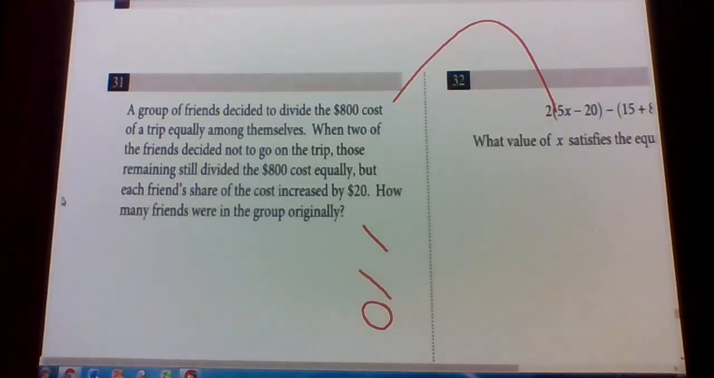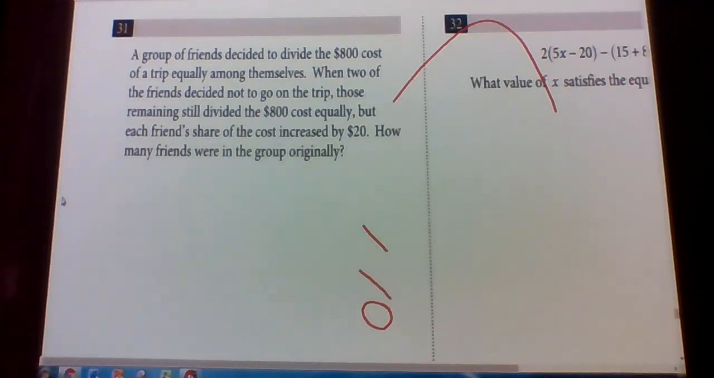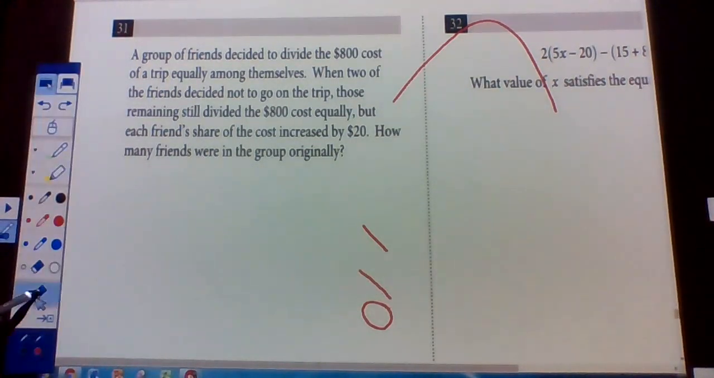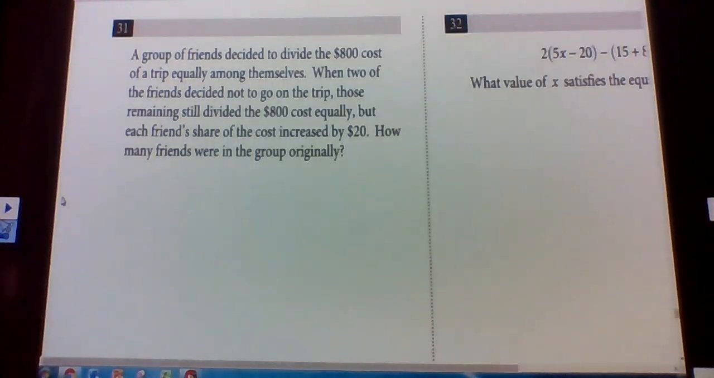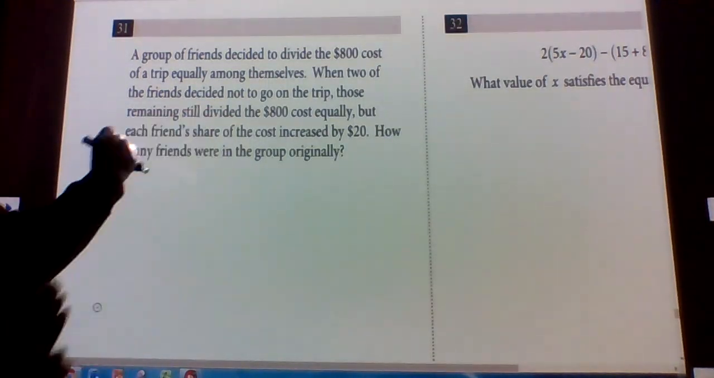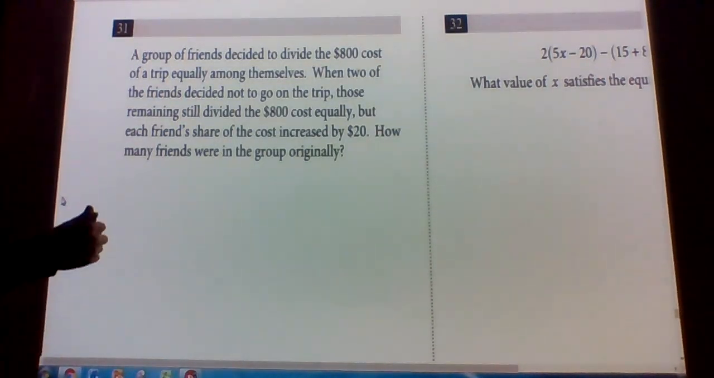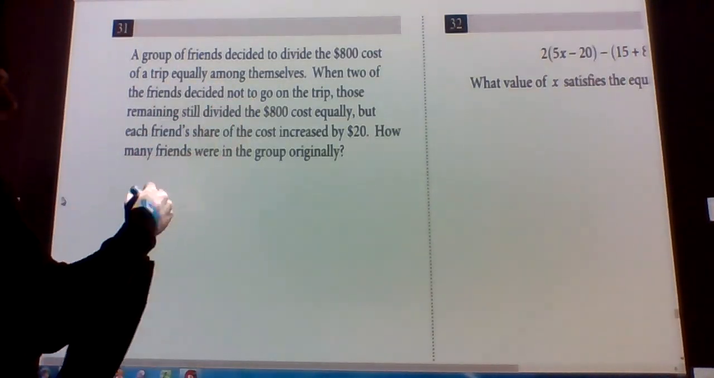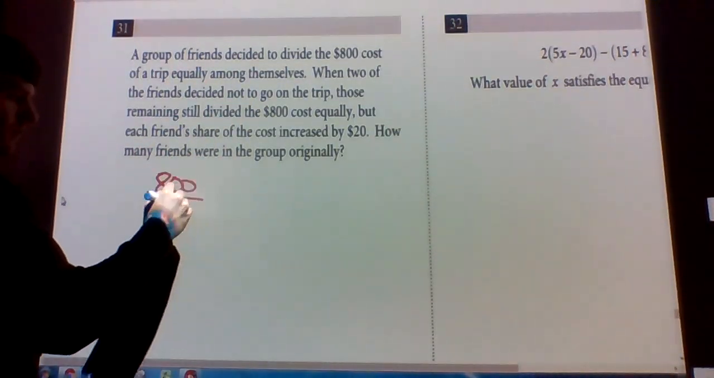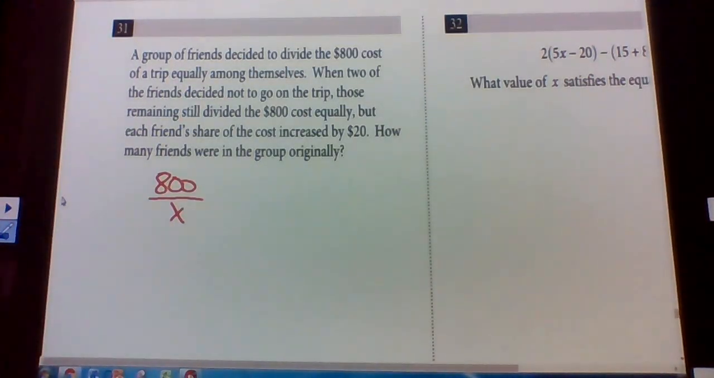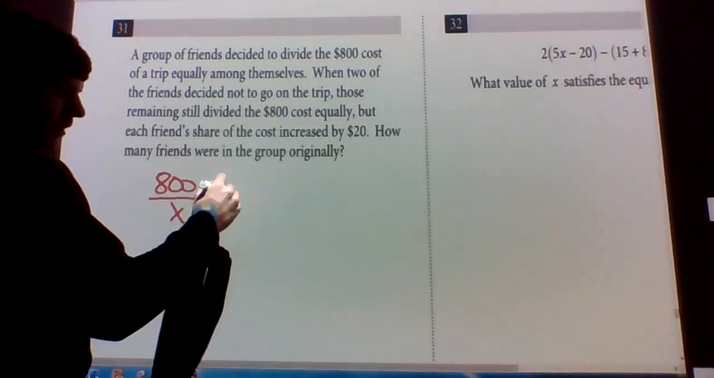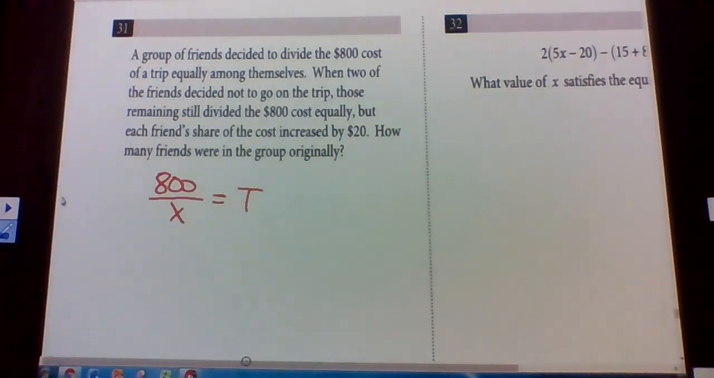Okay, a group of friends decided to divide the $800 cost of a trip equally among themselves. When two of the friends decided not to go, the remaining still divided the $800 cost equally, but now each friend's share of the cost increased by $20. How many friends were in the group originally? Okay. So, let's see. They divided $800 amongst themselves. Okay, and they got some price. We'll call it T, that's what each of them had to pay.